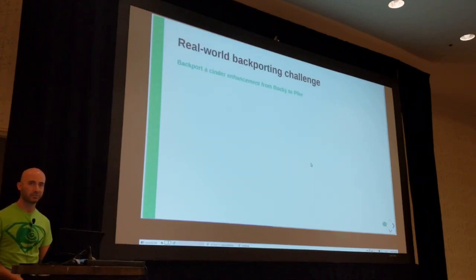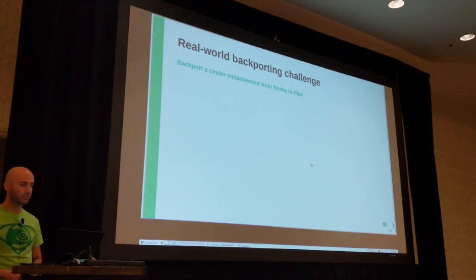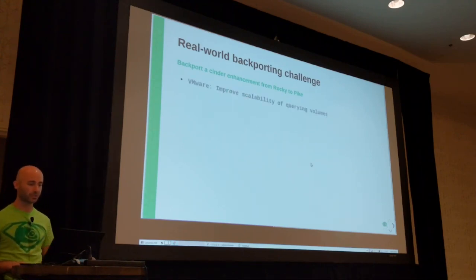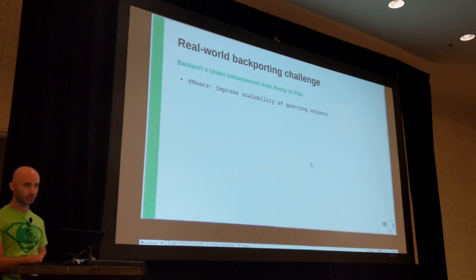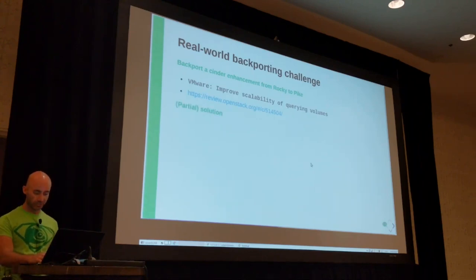So I thought it'd be fun for the live demo to take a real world use case or challenge that a colleague of mine posed, which is he needed to backport this change in Cinder from Rocky to Pike, and when you just do a straightforward cherry pick, you get merge conflicts. And he said, could your tools help with this? Well, the answer is yes to some degree.